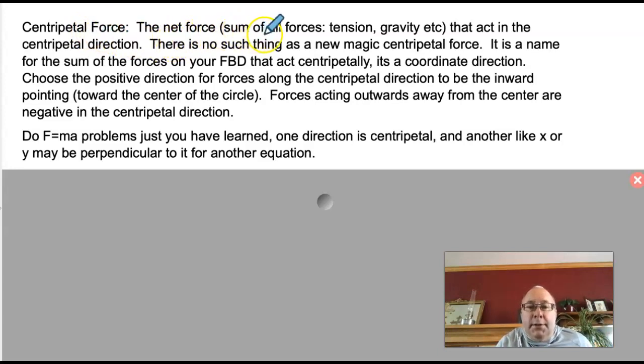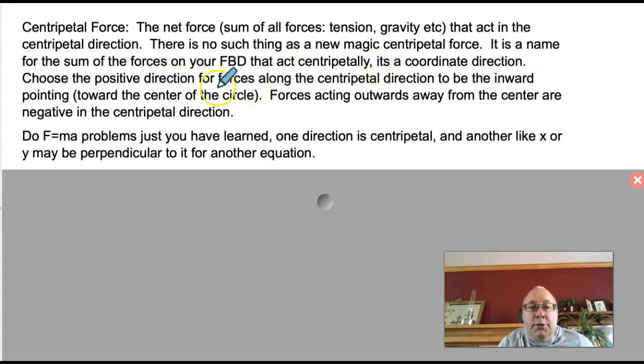So the net force is really the sum of all forces, for instance, tension, gravity, etc., forces you already know about that act in the centripetal direction. There's no such thing as a new magic centripetal force. It's the name for the sum of all your forces on your FBD that act centripetally.